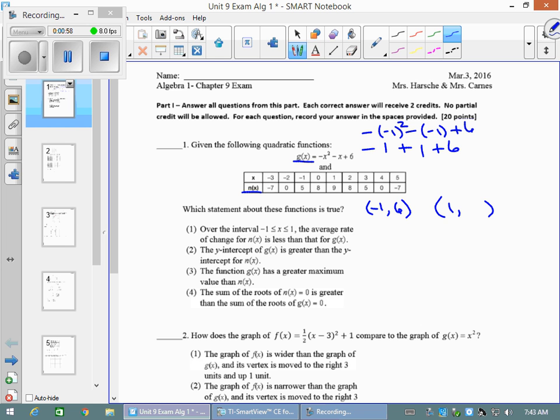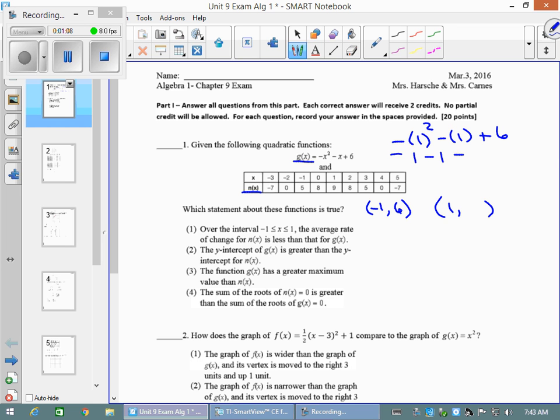And then I would plug 1 into that same function. So 1 squared minus 1 plus 6. That's going to give me 1 minus 1 plus 6, which is 6. Wait, -1 minus 1 plus 6, which is -2 plus 6, which is 4. So now I'm going to find the slope between those 2 points. So 4 minus 6 divided by 1 minus -1, so -2 over 2. So the slope there is -1.